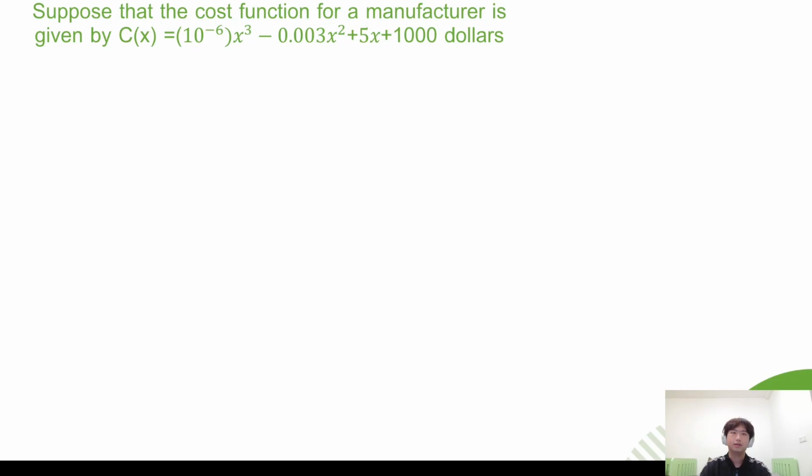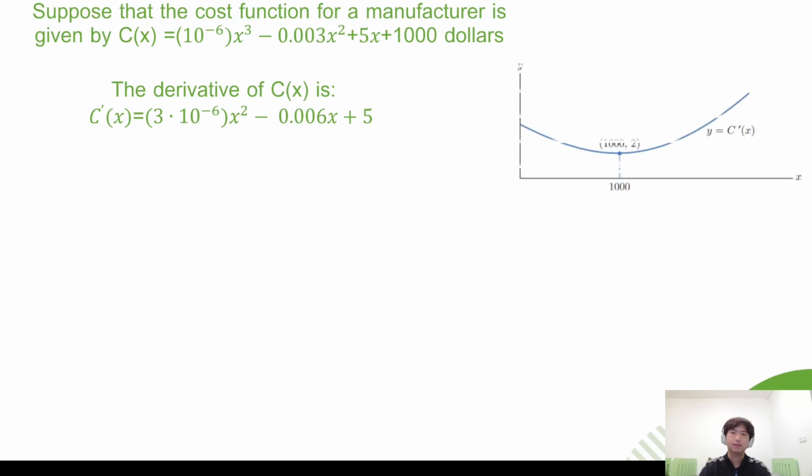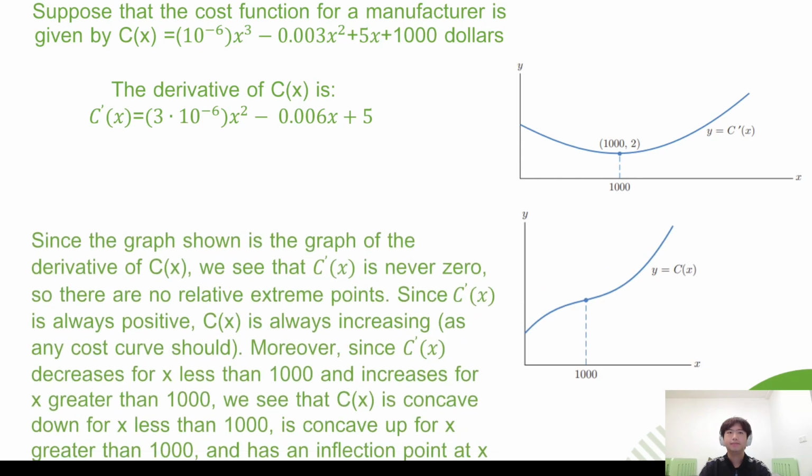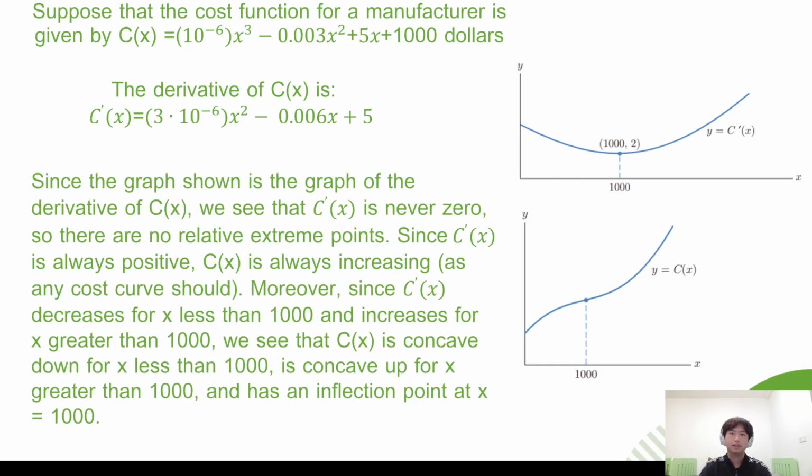And now suppose that the cost function for a manufacturer is given by C(x). So we can calculate the derivative of C(x) and then draw the graph of C(x) and C'(x). Since the graph shown is the graph of the derivative of C(x), we can see that C'(x) is never zero, so there are no relative extreme points. Since C'(x) is always positive, C(x) is always increasing.